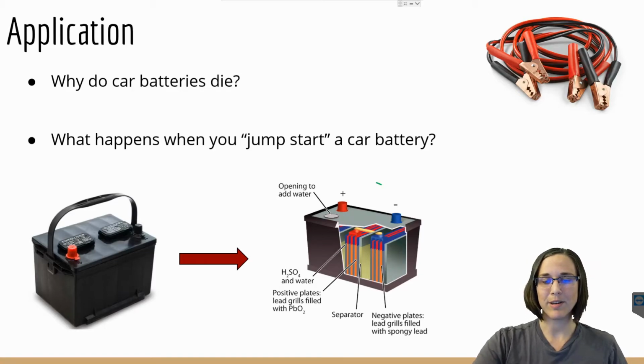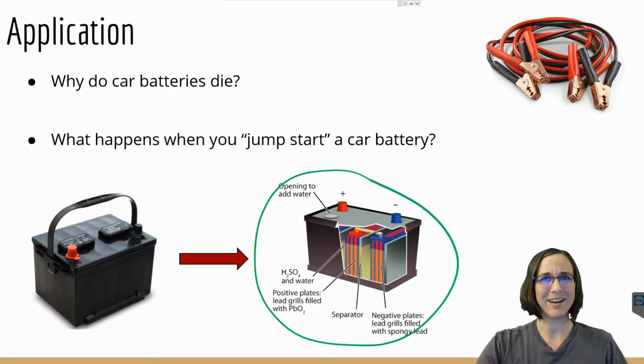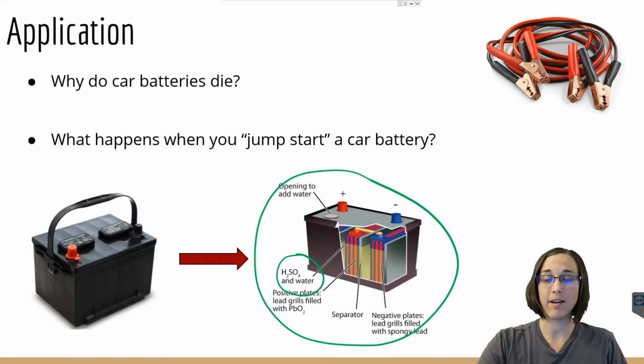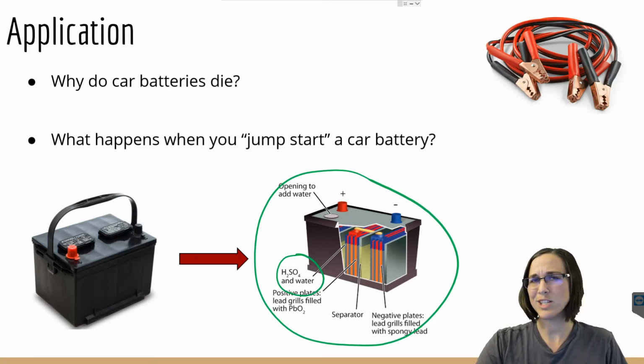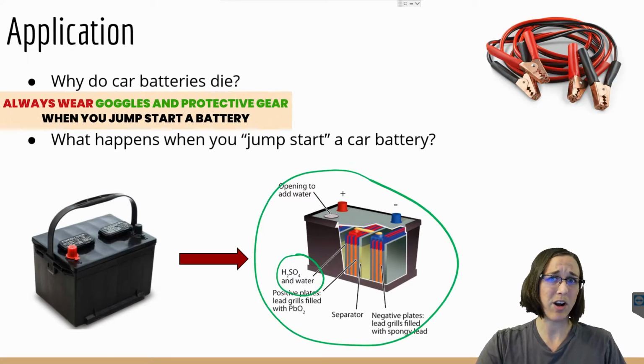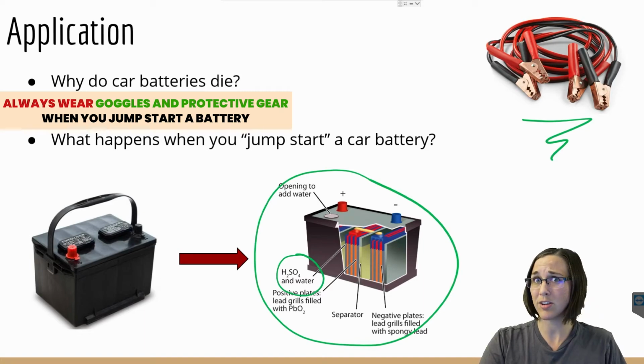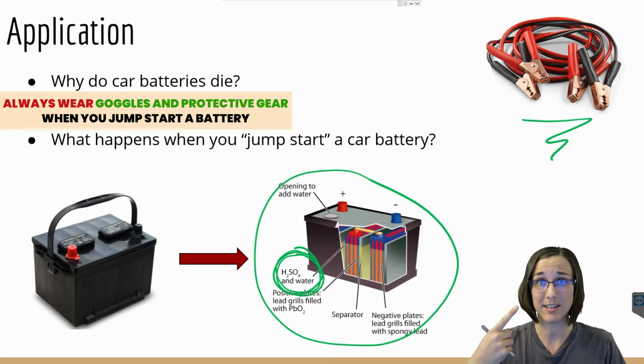Inside a car battery, which hopefully we all have seen at one point in our life, there are metals. There are the anodes and the cathodes, and they're surrounded or submerged in a solution of sulfuric acid and water, which is, by the way, why you should always wear goggles when you jumpstart a battery. You're literally adding electricity to an entire cube of sulfuric acid. Heavens forbid that explodes and gets in your eyes.